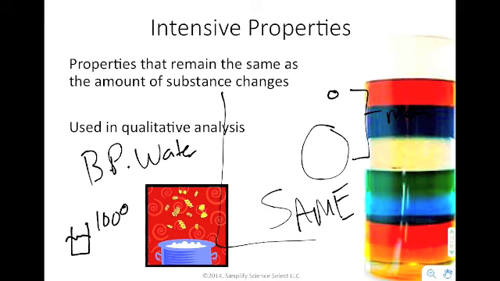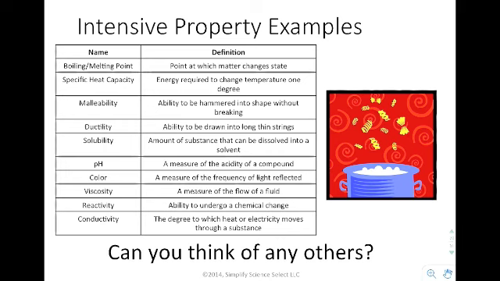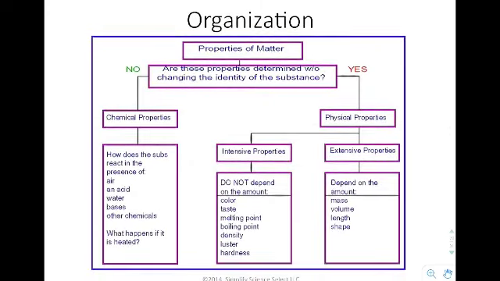If you have a huge vat of water, let's say the ocean, it will still boil at 100 degrees Celsius. It doesn't matter what the size of the amount of material is, it just depends on what the material is. Not how much, just what it is. So that's an example of an intensive property. Other examples of intensive properties include specific heat capacity, malleability, color, reactivity, conductivity. Those are all examples of intensive properties because they do not depend on how much material is present.